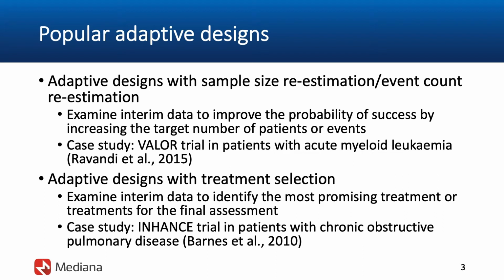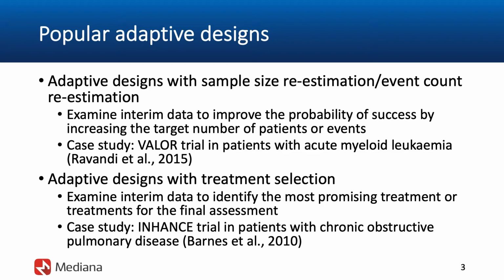We will use as a motivating example for this class of adaptive designs the VALOR trial in patients with acute myeloid leukemia that was published in 2015, and that will illustrate an adaptive approach to using interim analysis data to increase the target number of events in this oncology trial.